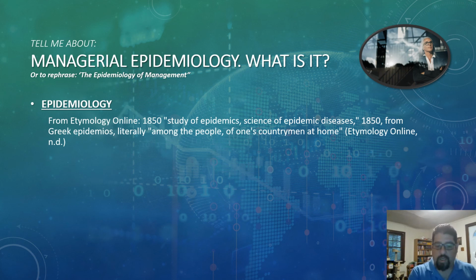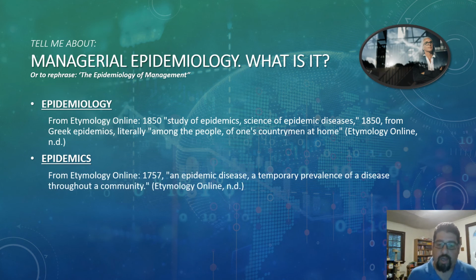Epidemiology is defined as the study of epidemics, the science of epidemics, and it dates back to the 1850s and has actually Greek origins, literally meaning among the people of or of one's own countrymen at home. So that's a mouthful. So we're going to break that down a little bit more. So what are epidemics technically? Well, epidemics are defined as an epidemic disease or a temporary prevalence of a disease throughout a community.